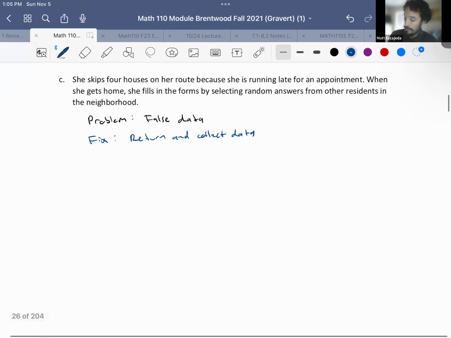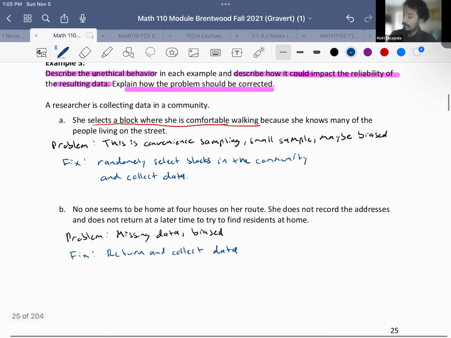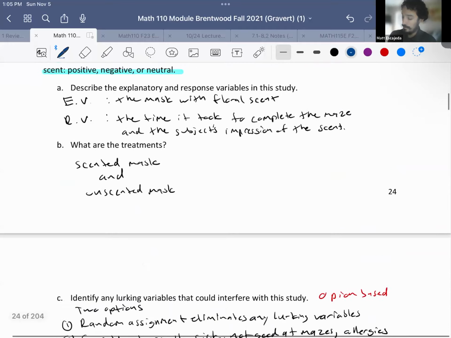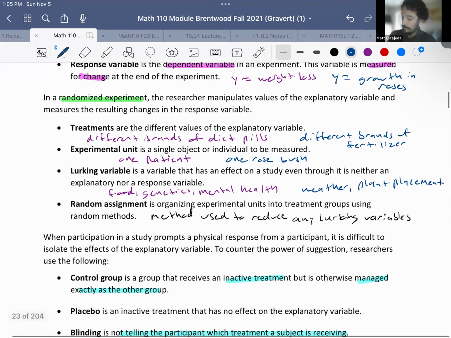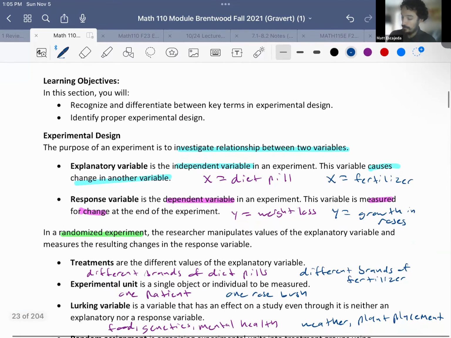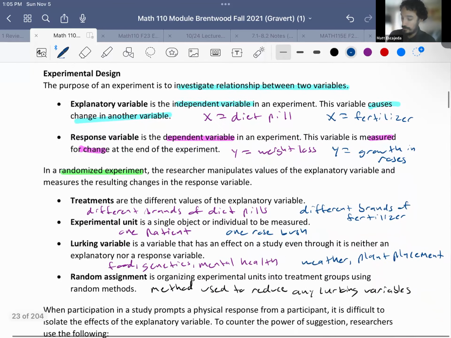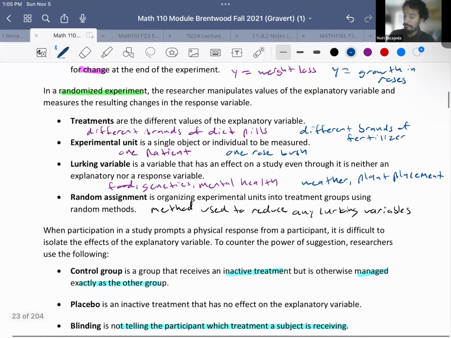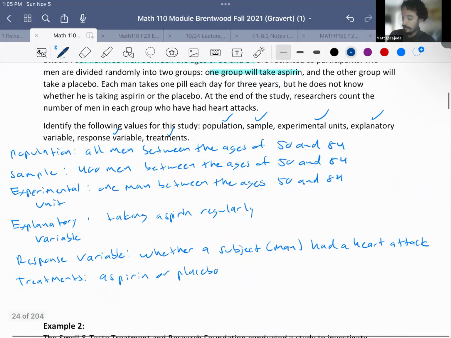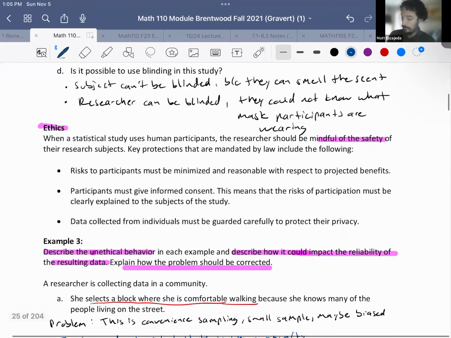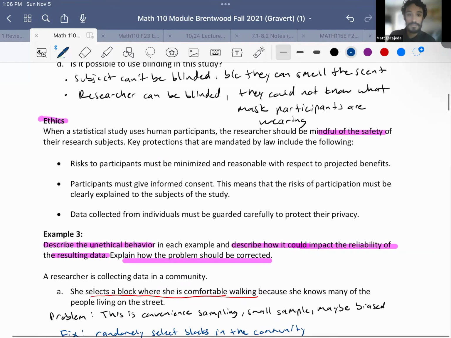But okay, so that's section 1.4. We talked about the different types of experimental design, different types of variables, and the ethics of experimental design.